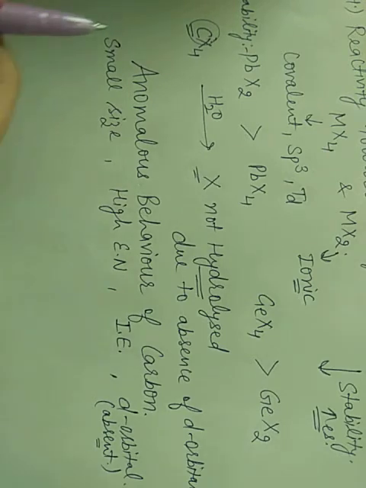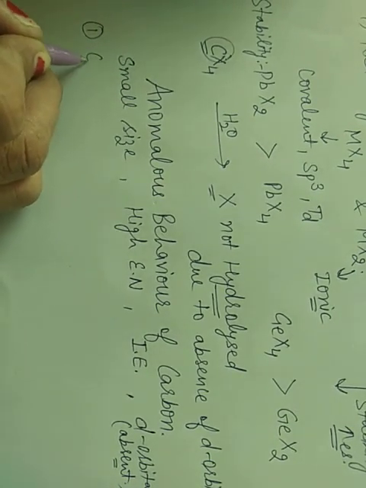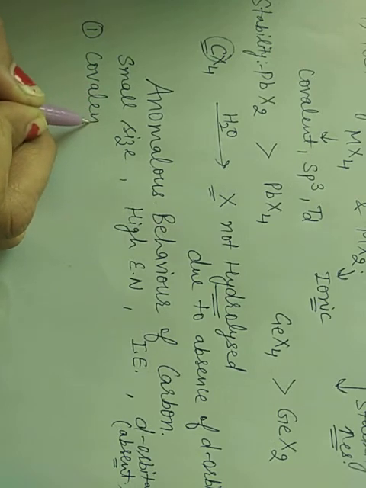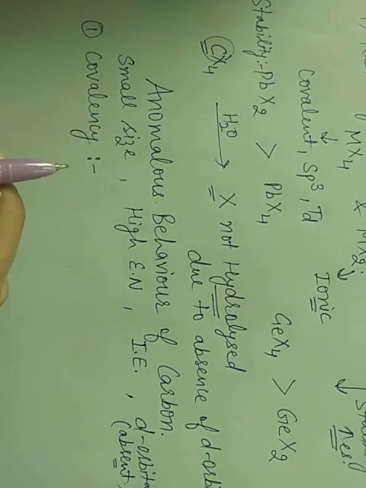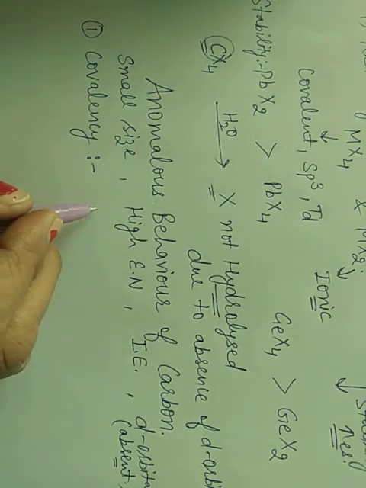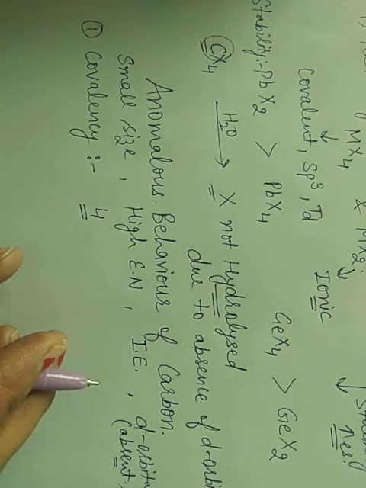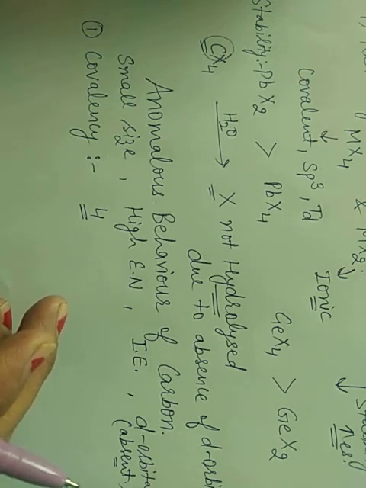Now some other properties are there. First is covalency. Due to the absence of d orbitals, carbon cannot expand its valence shell, so its maximum covalency is 4. But the other members have vacant d orbitals, so they can expand their covalency beyond 4.